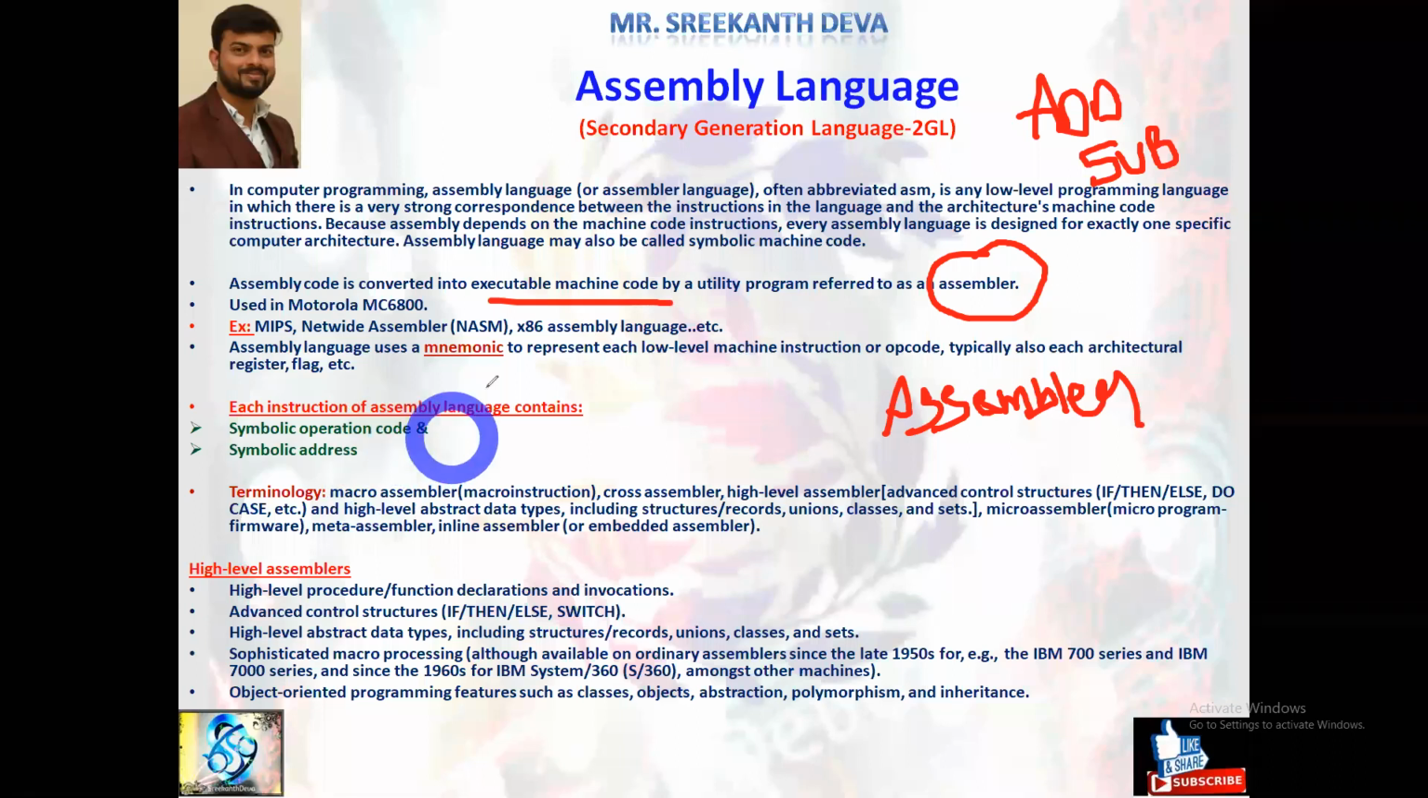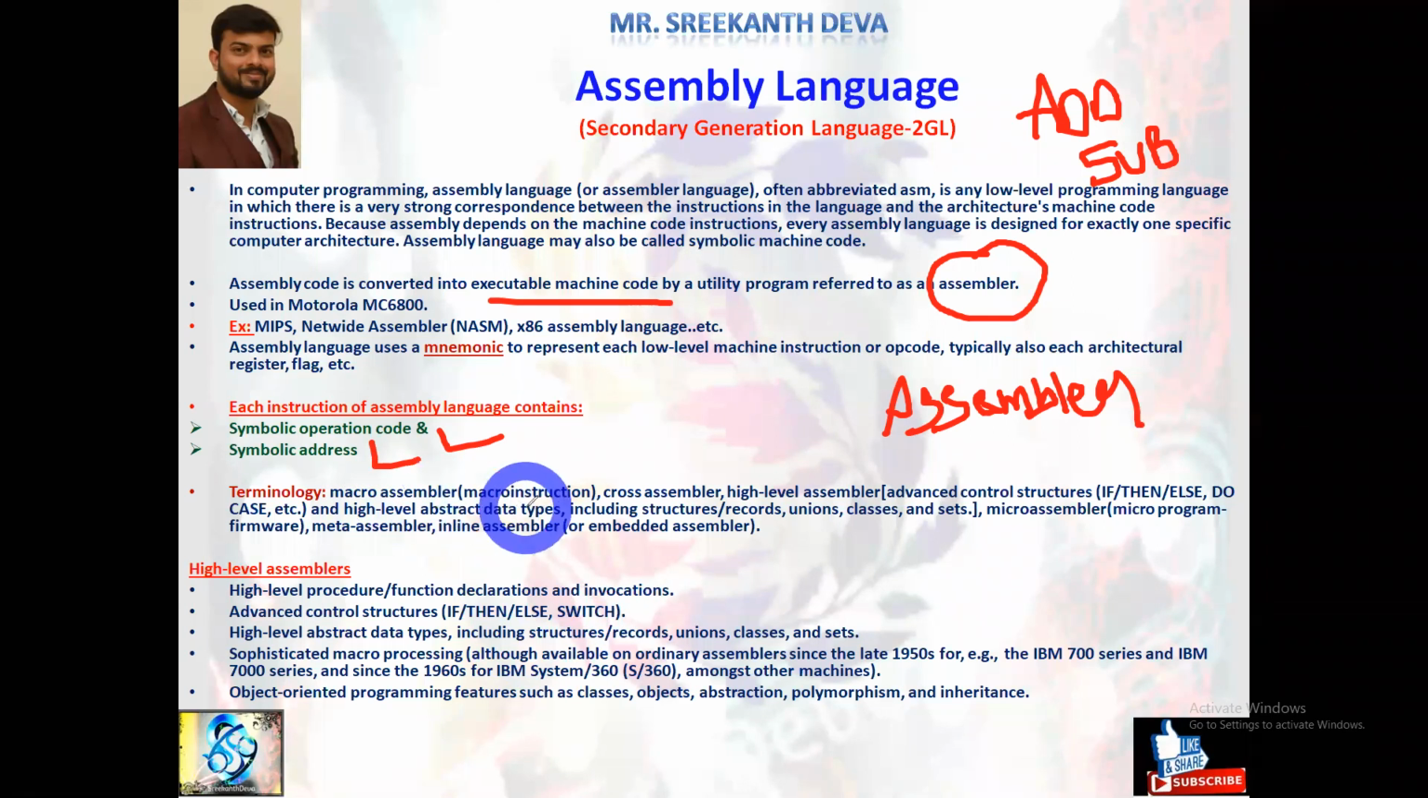See, each instruction of assembly language contains a symbolic operation code and a symbolic address. But the previous first generation language consists of opcode and operand address information. Okay, here some terminologies we already discussed in the previous video sessions, like high level procedure function declaration and invocations, advanced control structures like if, then, else, switch, conditional and selection statements. Internally it consists of what?